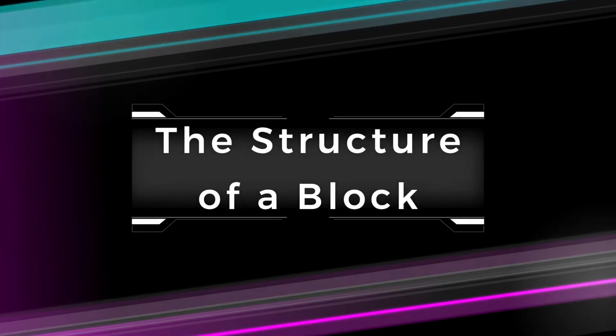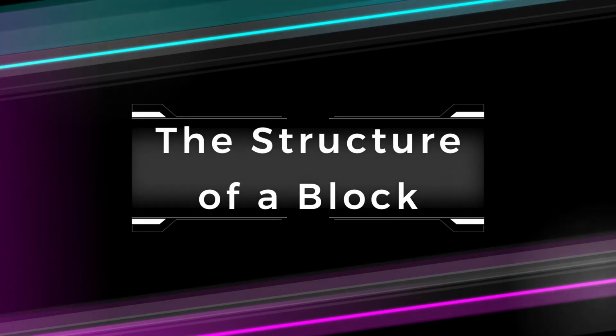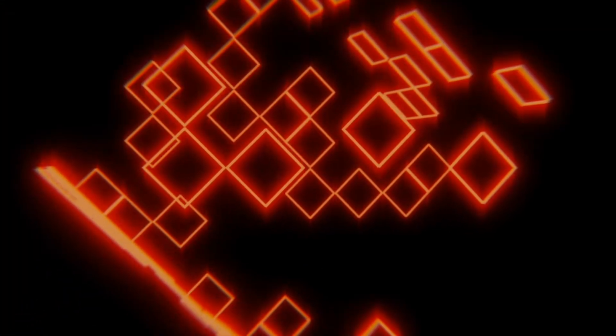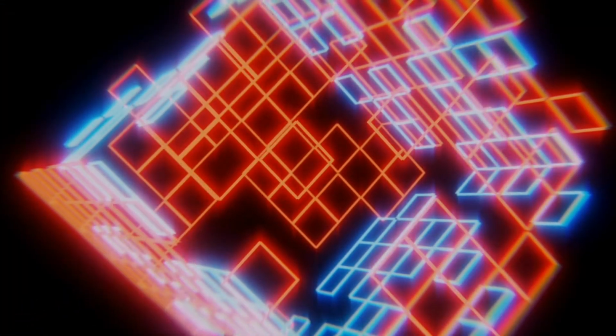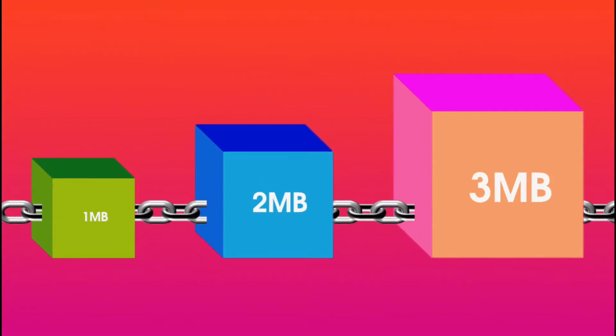The structure of a block. The basic structure of a block in blockchain, there are 4 sections. The first section is the block size, which would be the size in bytes.